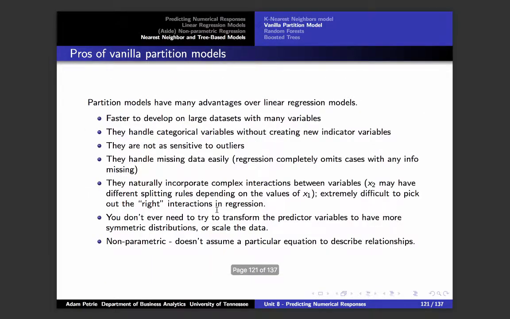All right, so the vanilla partition model has a lot of pros. It's very fast to develop. It handles categorical variables without creating new indicator variables. Not very sensitive to outliers. They handle missing data easily. And they naturally incorporate complex interactions, and you don't have to transform or scale the variables. There's very little processing you have to do. It has a lot of advantages over, say, the linear regression.